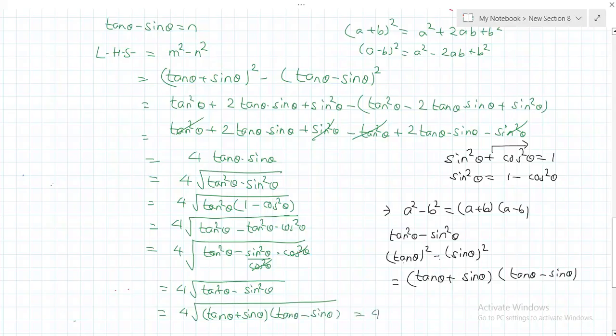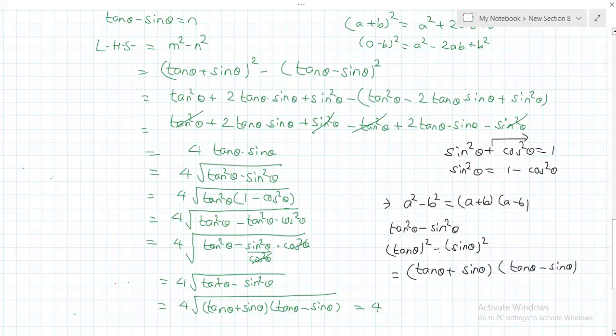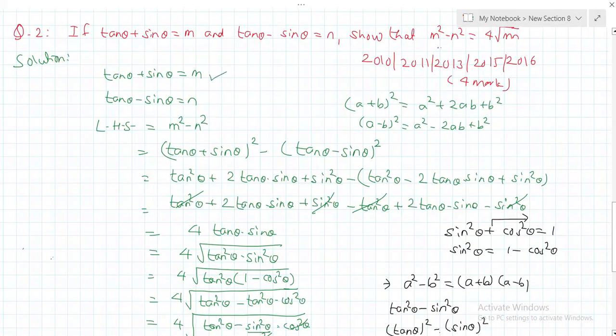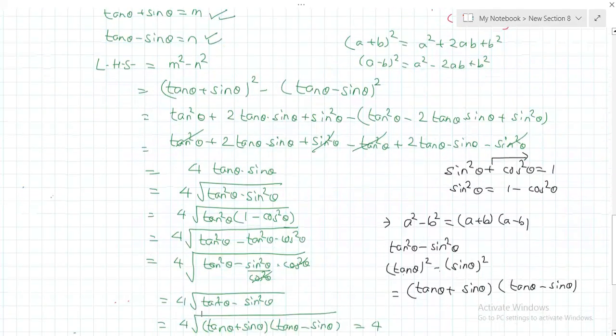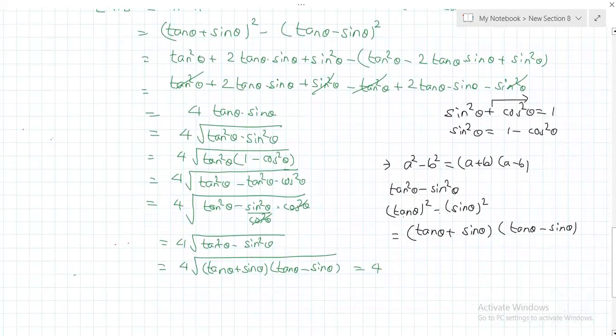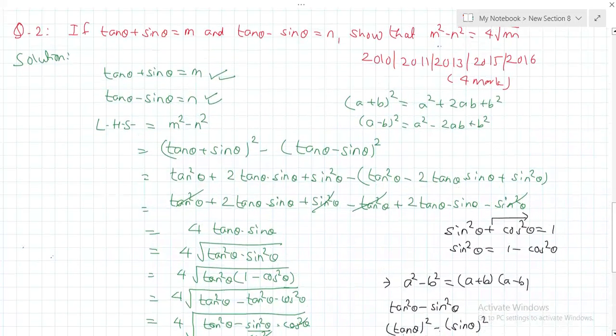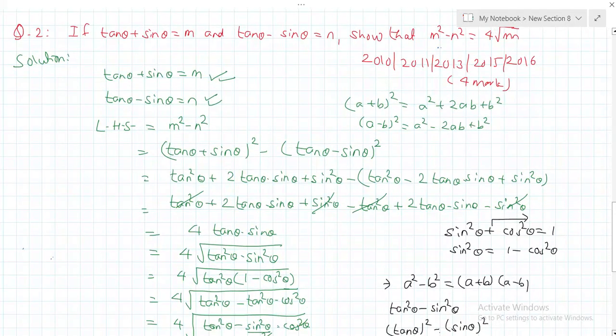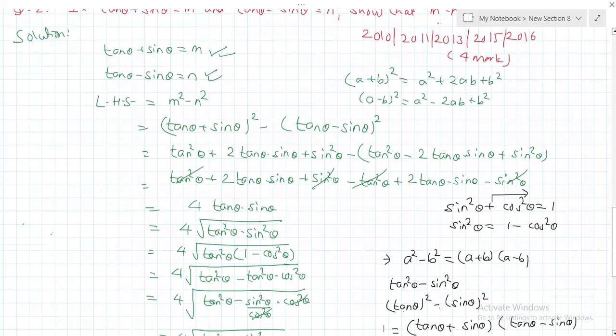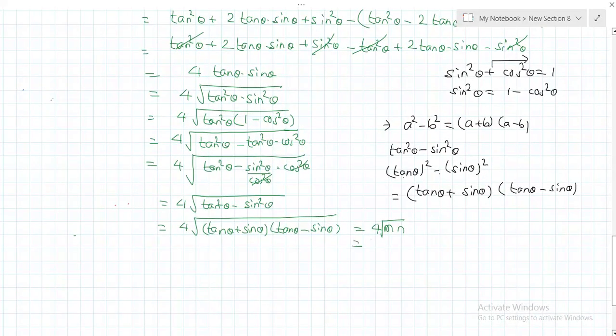So this 4 is 4. Tanθ + sinθ means what? It is given in the question, look here once. Tanθ + sinθ is m and tanθ − sinθ is n. So we write here m and n, so this is 4√(mn), which we were asked to prove. In this way we can prove it. So this is equal to RHS. Proved.